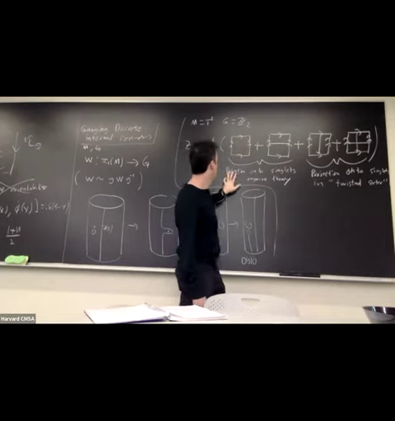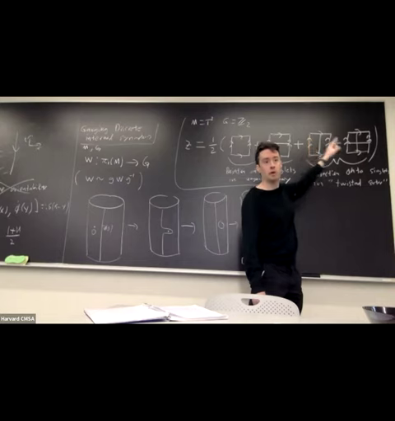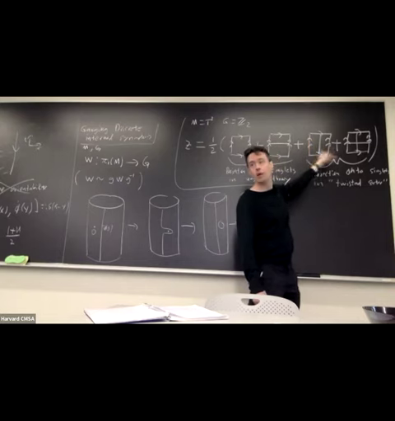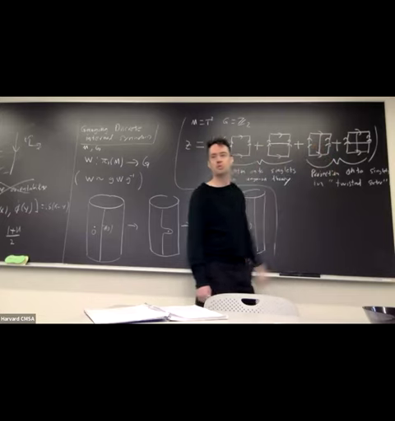Okay. And then in the untwisted sector, phi is periodic as you go around the circle. And in the twisted sector, it's anti-periodic as you go around. So there aren't anti-periodic states in this Hilbert space. It's really a new Hilbert space.